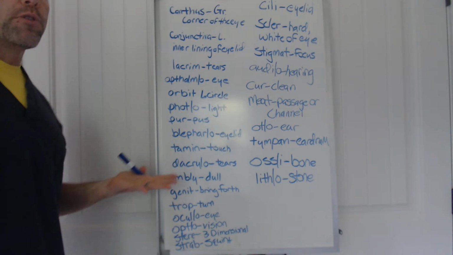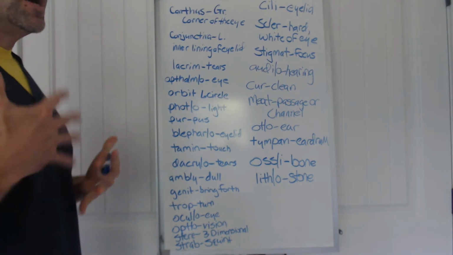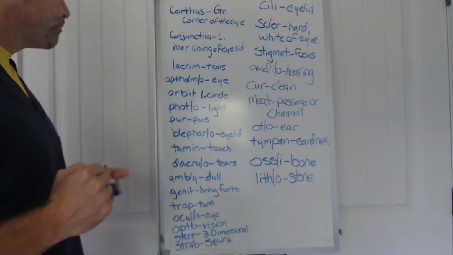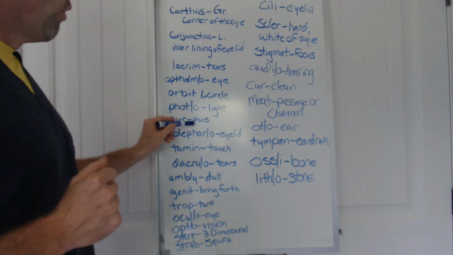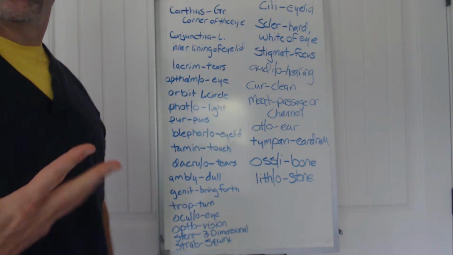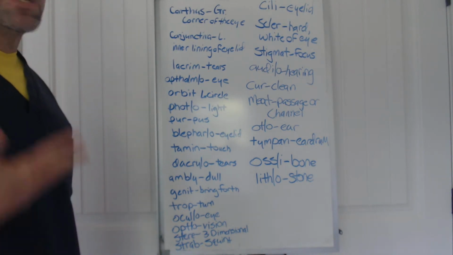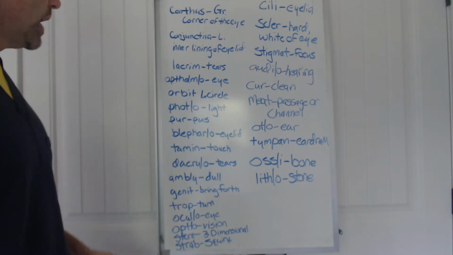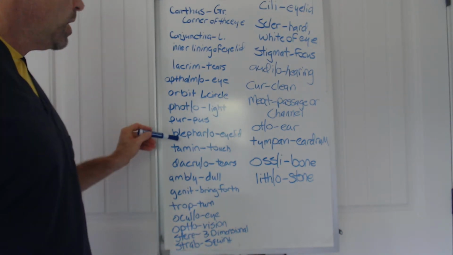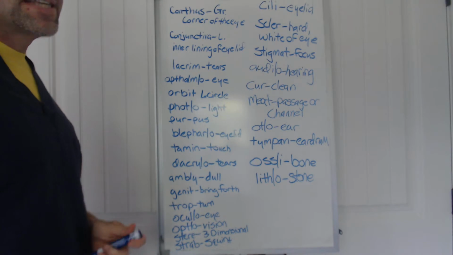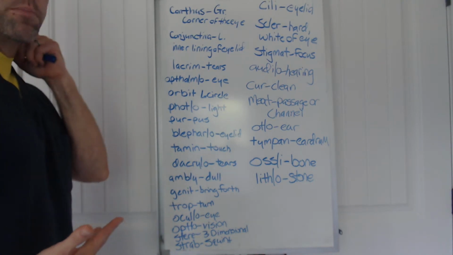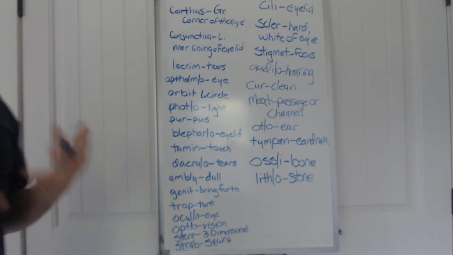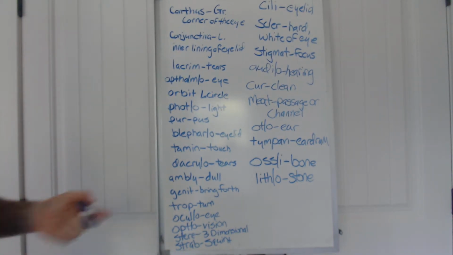For example, photophobia, somebody who, when there is a lot of light outside, has a tough time seeing. Pur, for pus, purulent. You may hear the term purulent to describe some sort of a discharge, maybe from the eye, from the ear, or any other type of structure in the body. Blepharo. Blepharo means eyelid. You may hear the term blepharoplasty. Blepharoplasty would be a surgical procedure to correct the eyelid.